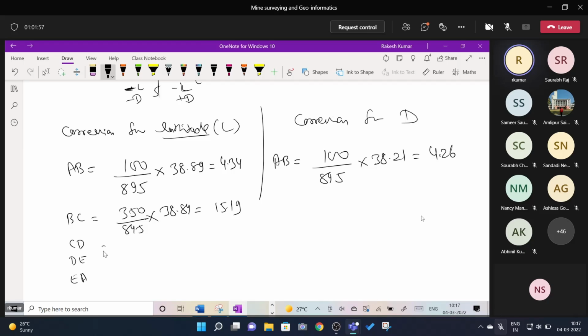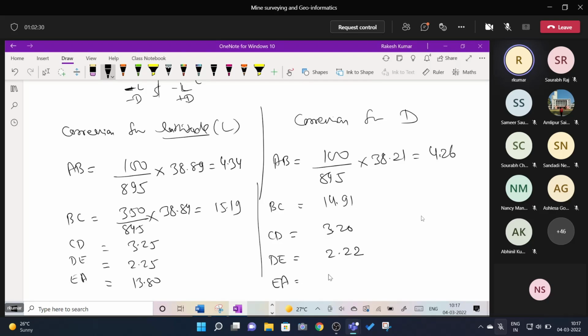I'm just stating the values now, okay? 3.25 you will get, 2.25 here you will get, 13.80, and on this side you will get BC equal to 14.91, CD you will get 3.20, DE you will get 2.22, and EA you will get 13.55. These values you will get.